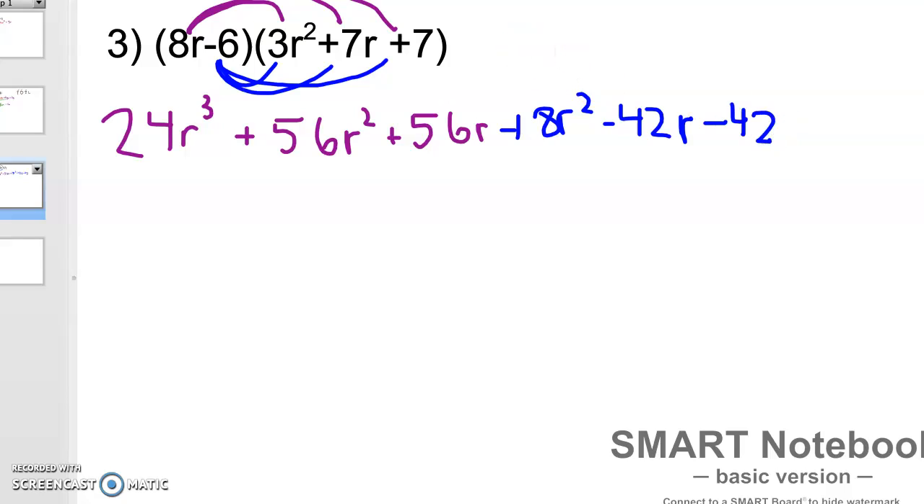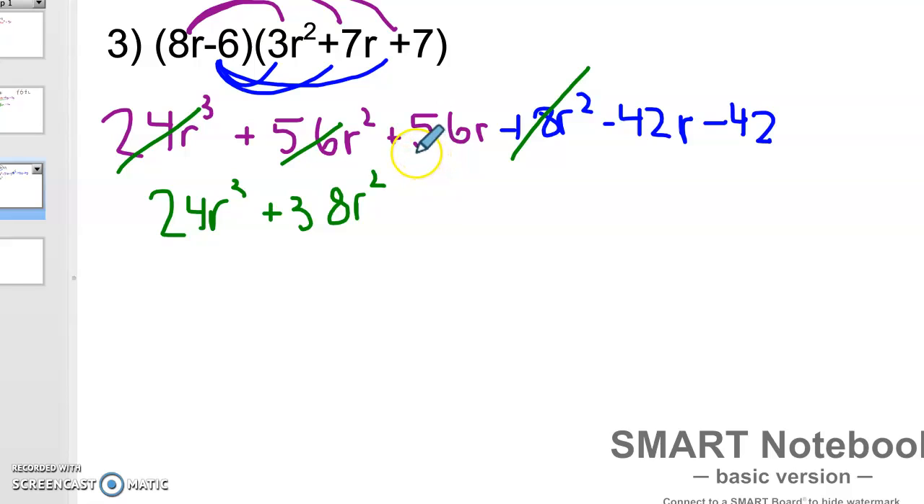Once again, we're going to go ahead and look for any like terms, always identifying the highest degree first. And I see that 24r to the third is the only one that has a variable of r to the third, so that stays as 24r to the third. And I'm going to cross it off because I know I dealt with it. Then I'm going to look for r squared. I have positive 56r squared and negative 18r squared. So we're going to say 56 plus negative 18r squared is going to give us positive 38r squared, and we can cross those off.